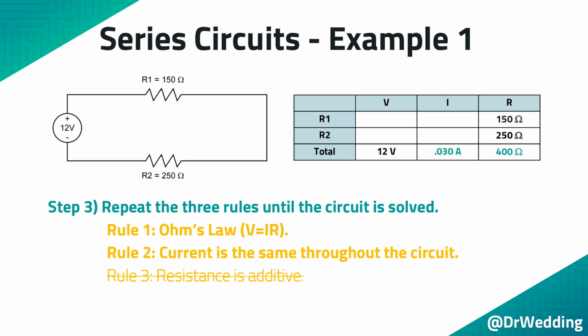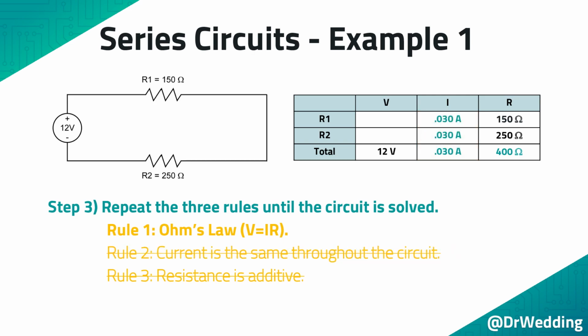Now that you calculated a new value and put it on the table, you can start checking the rules again. Start at Rule 1. But this does not help you because you do not have two values in any row. Advance to Rule 2. You now know the total current is 0.03 amps. In a series circuit, current is the same throughout the circuit, so you now know the current through R1 and R2. Fill these values in on the table.